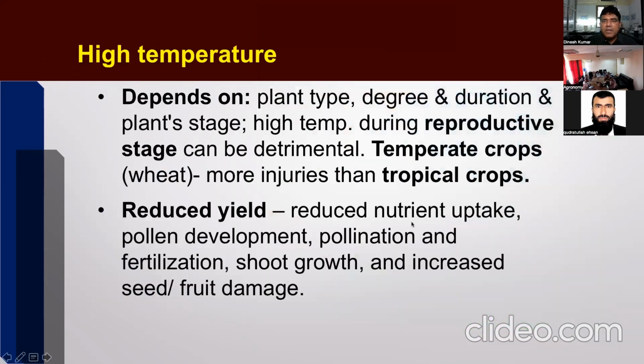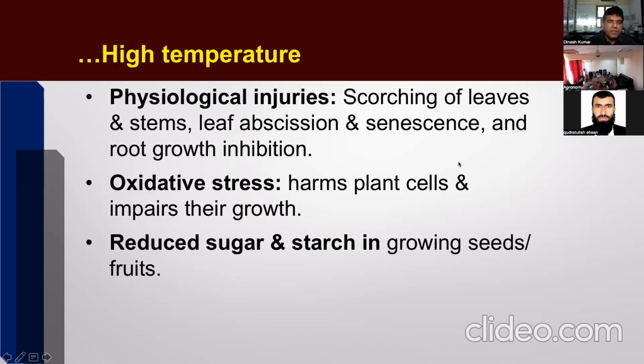And then, the effect of high temperature depends on plant type, degree and duration, and plant stages. High temperature during the reproductive stage can be detrimental. Temperate crops suffer more injuries than tropical crops. Reduced yield occurs due to high temperature, mainly because of reduced nutrient uptake, reduced pollen viability or development, adversely affected pollination and fertilization, reduced shoot growth, and increased seed or fruit damage. So a lot of adverse effects happen because of high temperature.